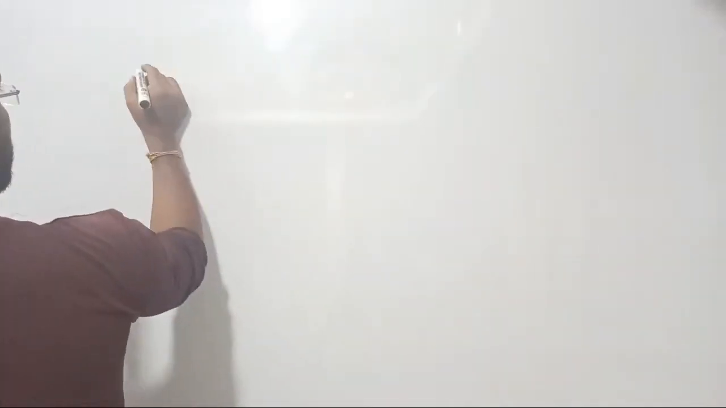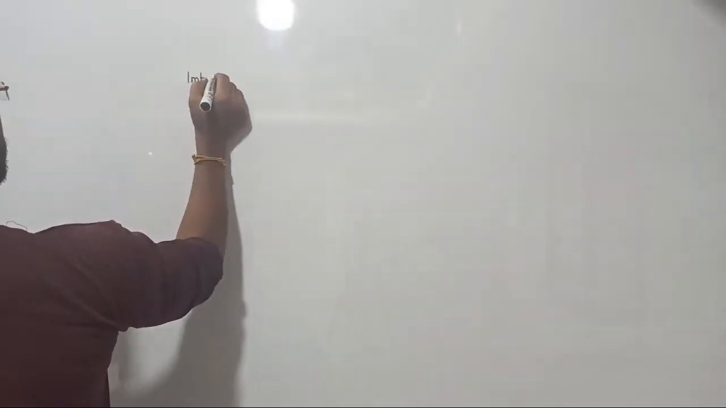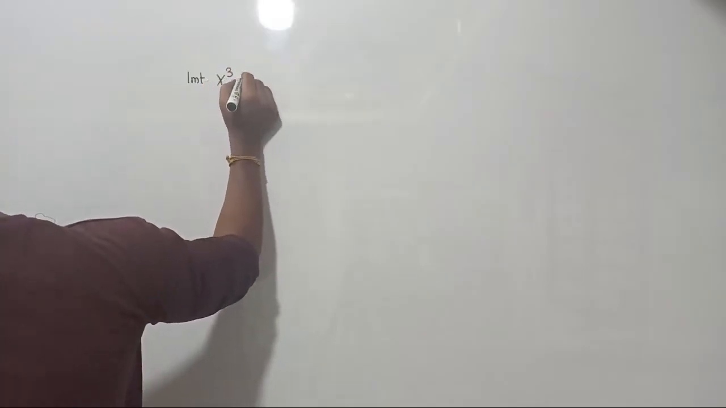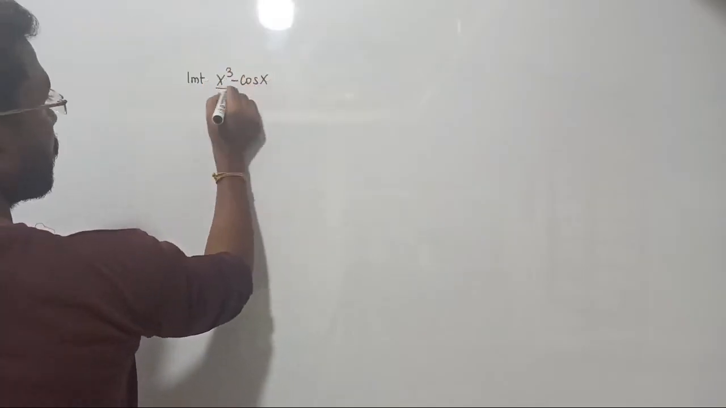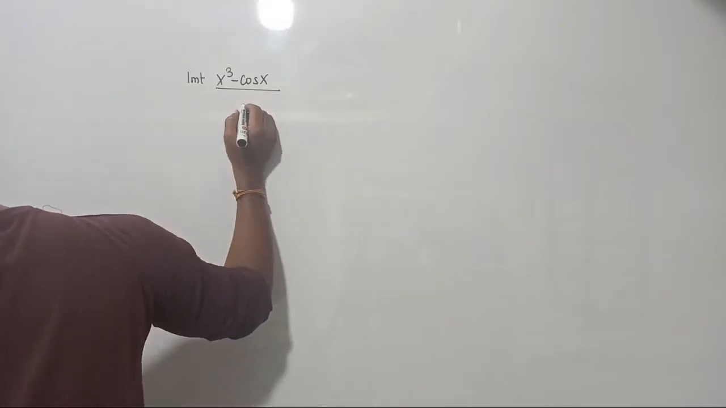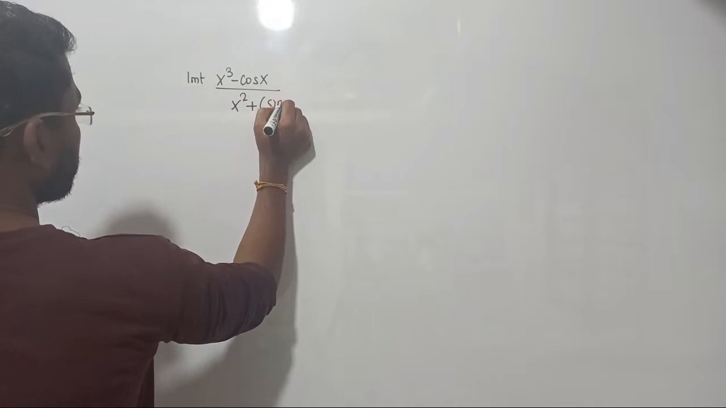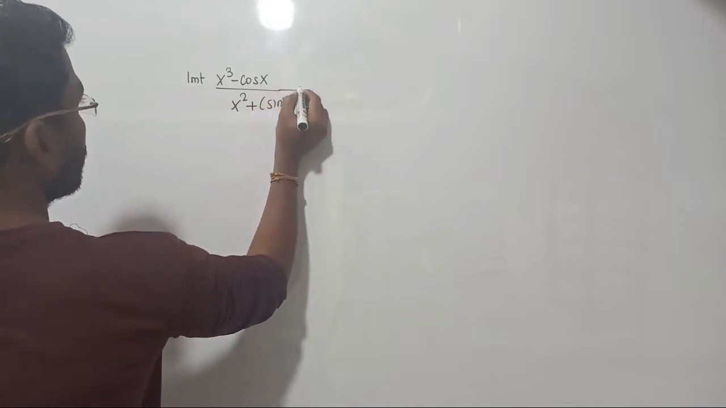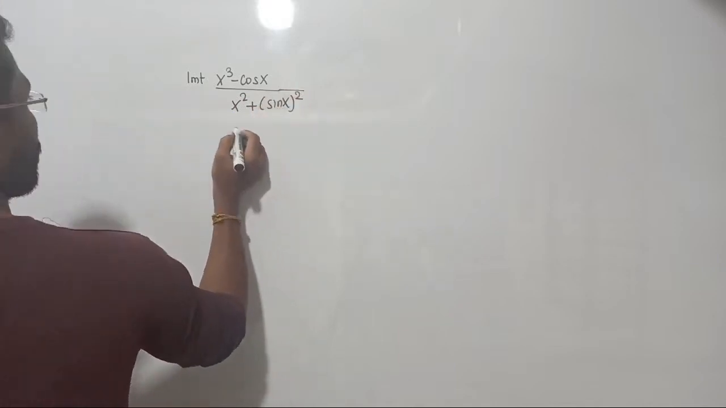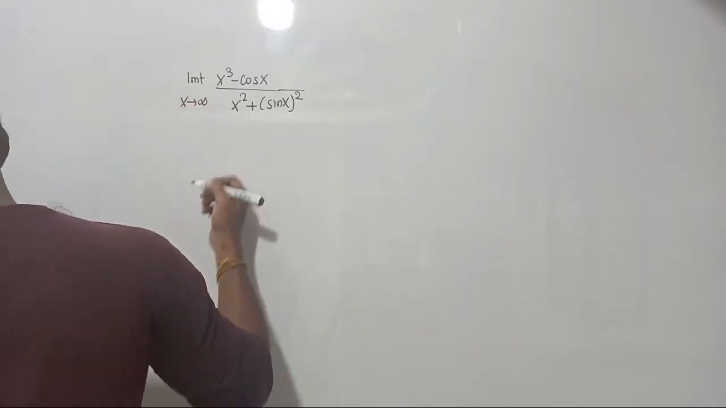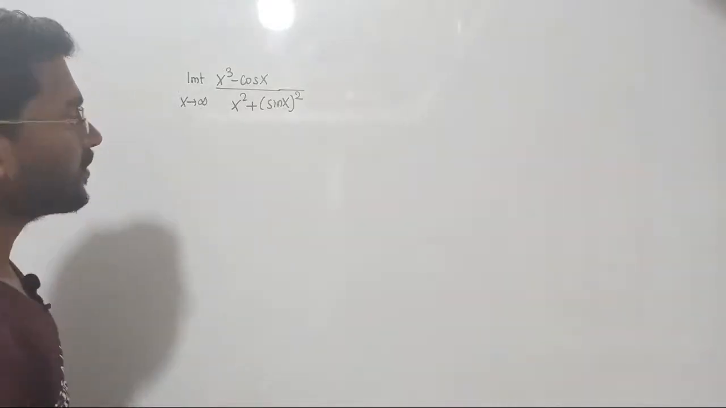The question is: limit of x power 3 minus cos x upon x power 2 plus sin x whole power 2, and the limit x is approaching infinity, right? So let's try and bring the answer for this function. Shall we try? Yes.